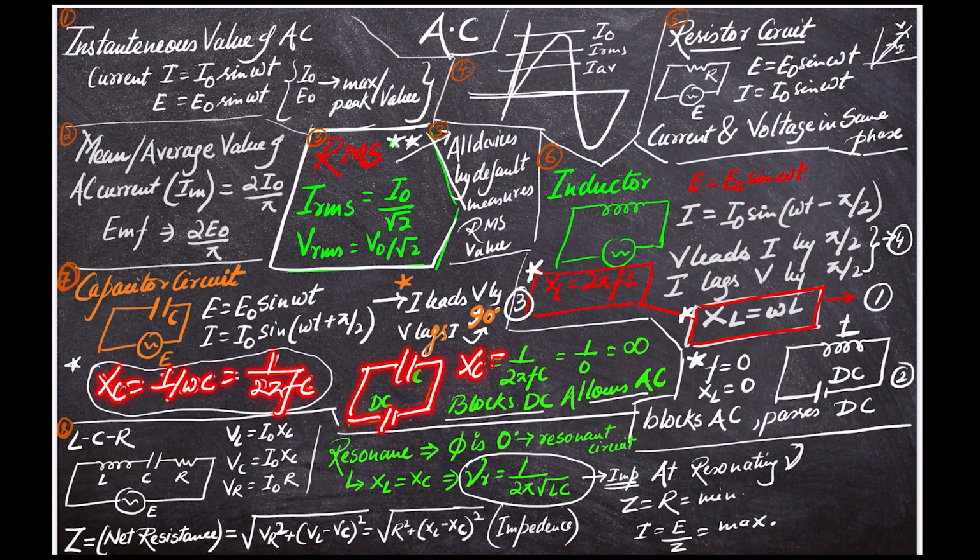Now, in case of a DC, what is the frequency again? Frequency is what, sir? 0. So the moment I put 0, it becomes 1 by 0, which is equal to infinity. For a DC circuit, it gives infinite resistance. It almost blocks DC and allows AC.